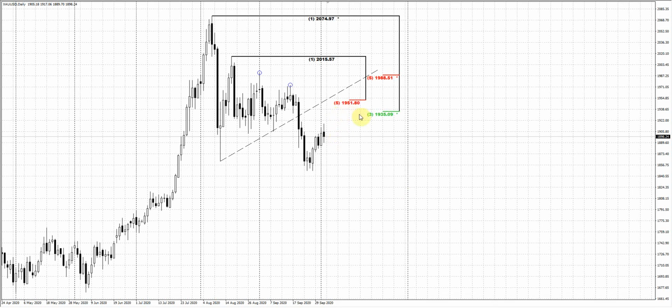And on the daily chart, as you can see, I have plotted a bit wide, but that is actually the major level to keep an eye on. So it's 1935, 1951, but also take a look at these blue circles. That is a reaction point, additional reaction points.